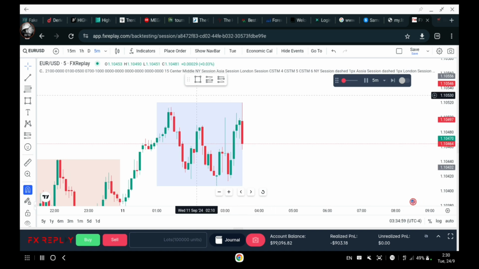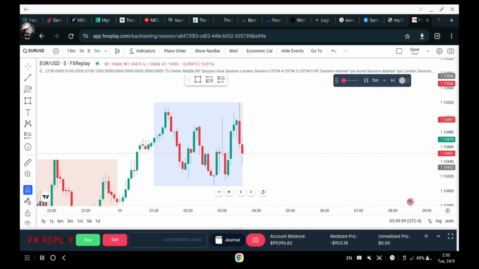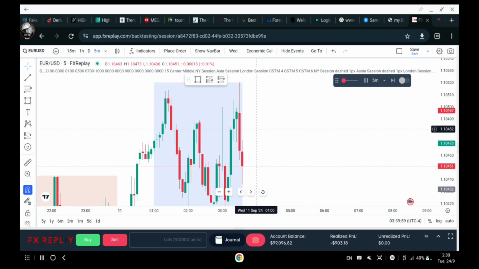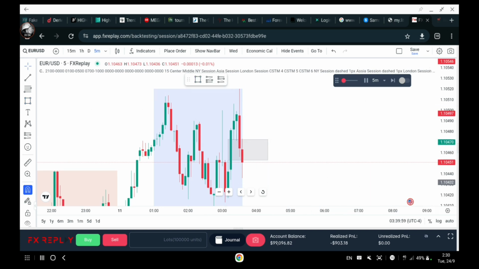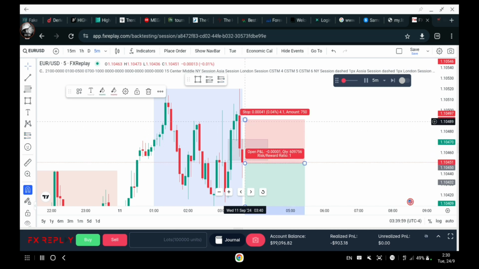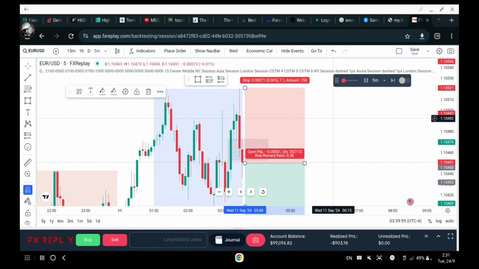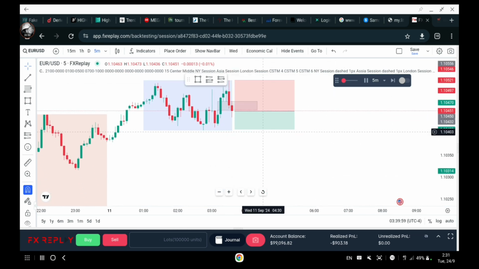Price then takes liquidity and we get an inversion. Let's execute on this short position. Stop loss at the high. Target 1 to 2.